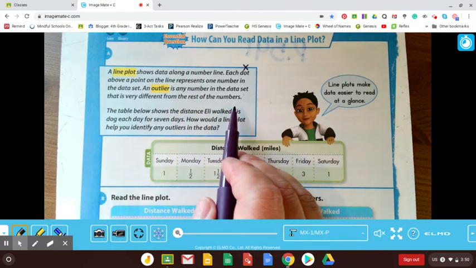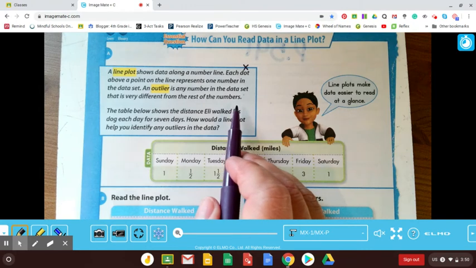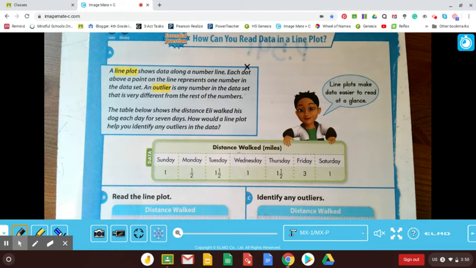A common question that comes up is, will all sets of data have outliers? The answer is no, not necessarily. And can there be more than one outlier? Yes, there can be. If there's one all the way to the right set apart and one all the way to the left set apart, they would both be considered outliers.